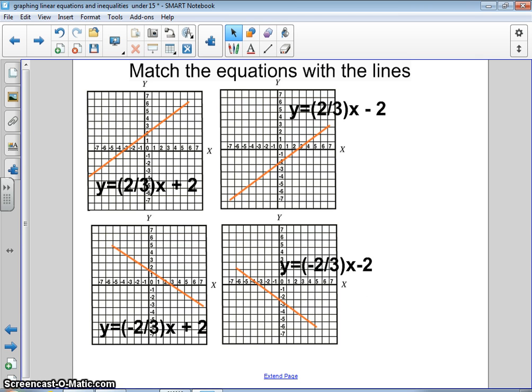Okay, we're back. I've got them all matched up here for you. Check yourself, see if you got them right. This one right here has a y-intercept of 2, and it's got a slope of 2/3. We go up 2/3. There we go.